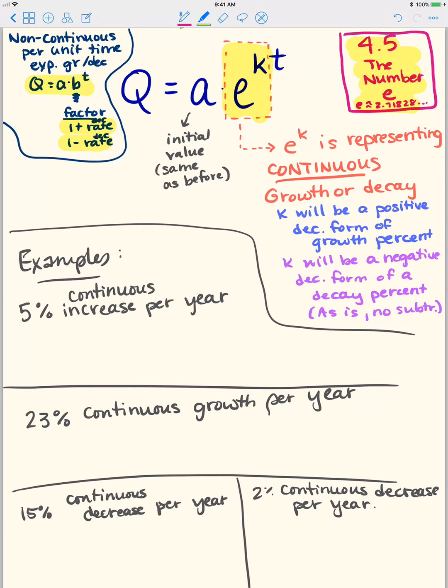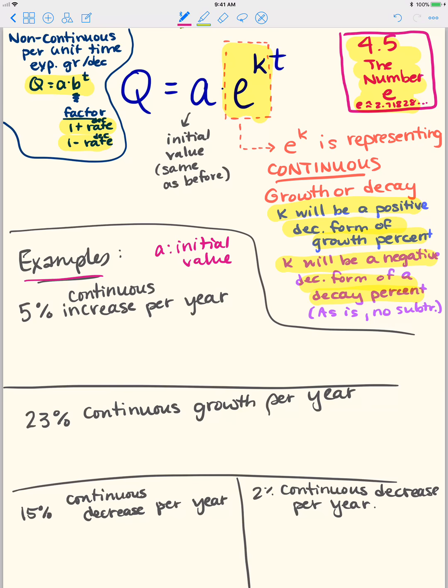And depending on whether it's growth or decay, that power, that k, will either be e to a positive decimal if it's growth, or e to a negative decimal if it's decay, and then t will appear as a variable on that exponent. So just for some examples of writing these, here at the bottom, regardless of what a is, just some initial value, because writing that will be the same as it was before.